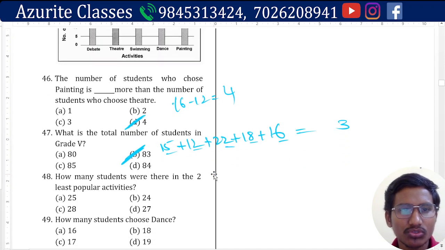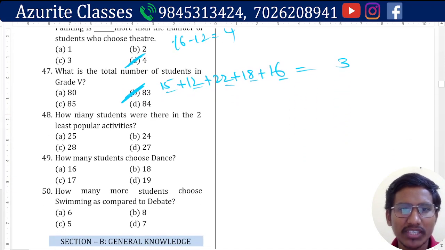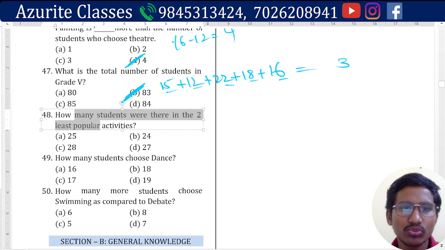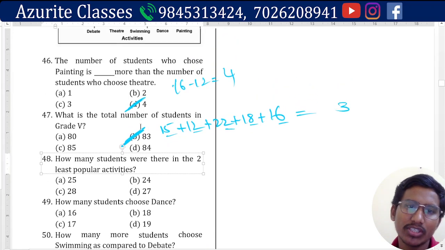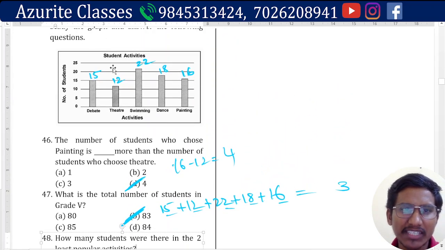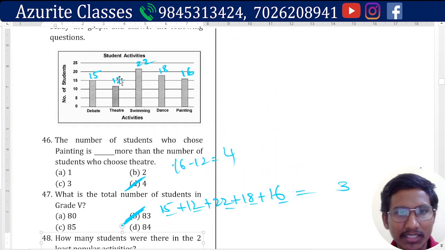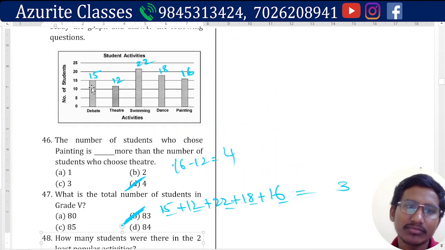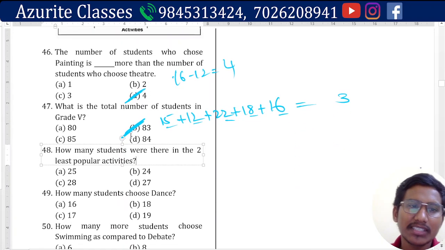So the 48 question: how many students were there in the two least popular activities? The two least popular: least is 12, after that 15, that is debate and theater. First least is 12, and then the next smaller is 15. Least means small, so 12 plus 15 will be the answer. How much? 27.